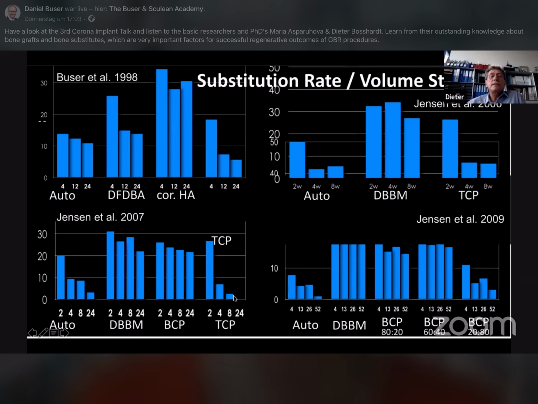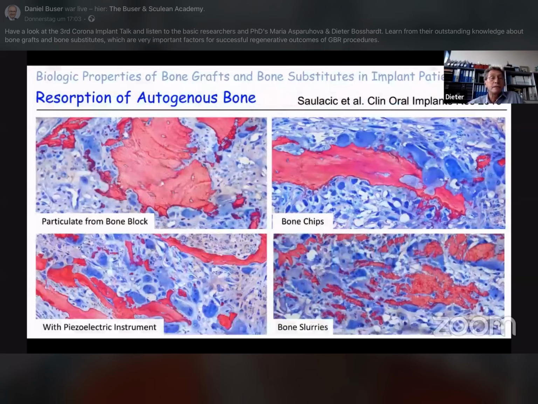For the beta TCP, it's more a dissolution process. For other bone substitutes, it's more a resorption process. And when you compare now the DBBM with the BCP, you see very comparable to each other. And there's a very, very slow degradation rate, substitution rate. It's not 100% stable, but slowly, very slowly. So we have very stable conditions over a long period of time. And this has been consistently shown in these and in other studies.